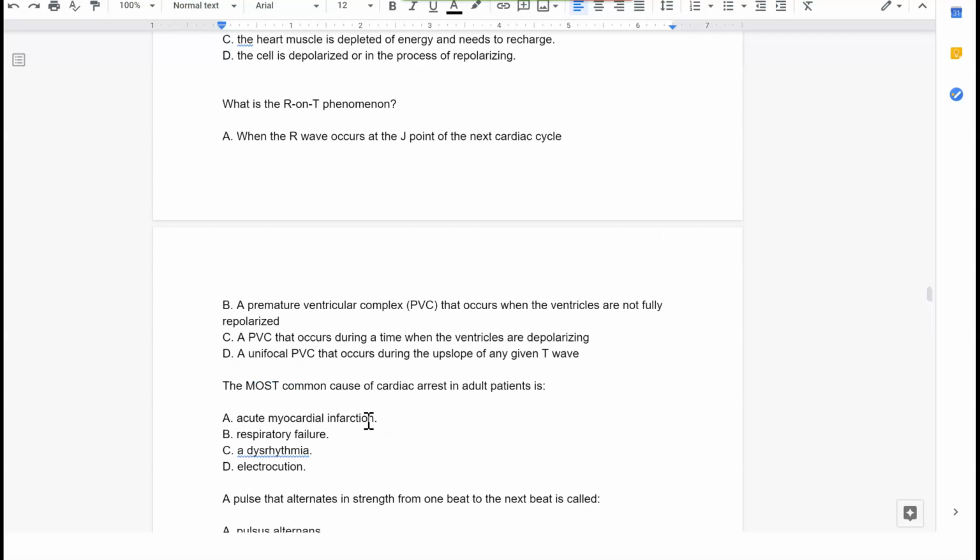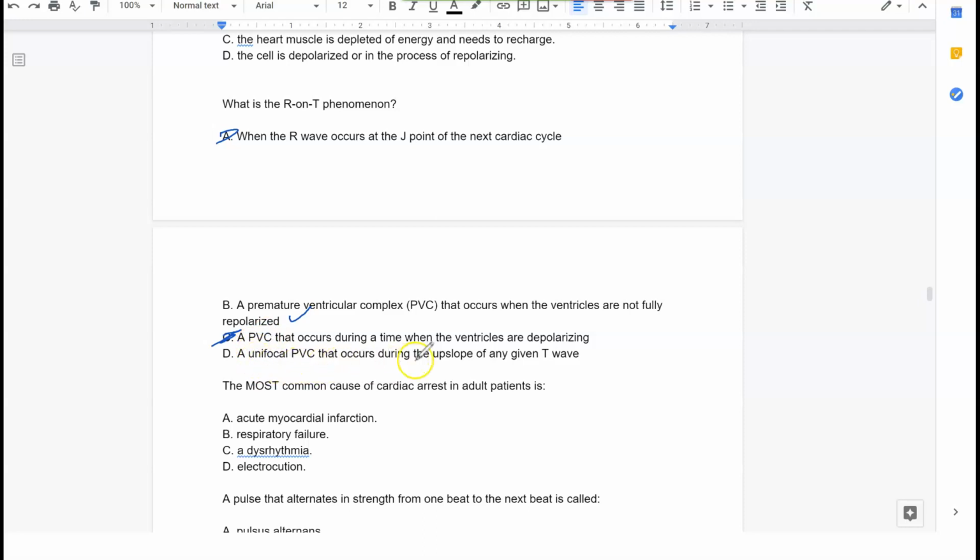What is the R on T phenomenon? All right, when the R wave occurs at the J point of the next cardiac cycle, no, that's not quite it. A premature ventricular complex that occurs when the ventricles are not fully repolarized. Yeah, I like that one so far. A PVC that occurs during a time when the ventricles are depolarizing. No, because that won't make a difference, right? That's not going to cause a dysrhythmia. They're already depolarizing. It's going to continue depolarizing.